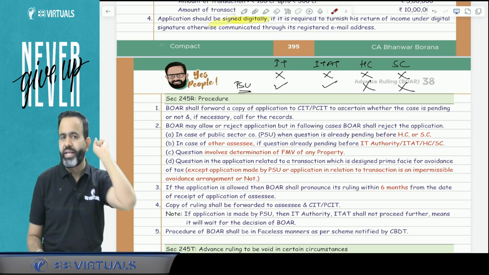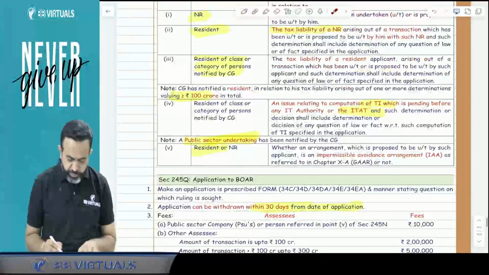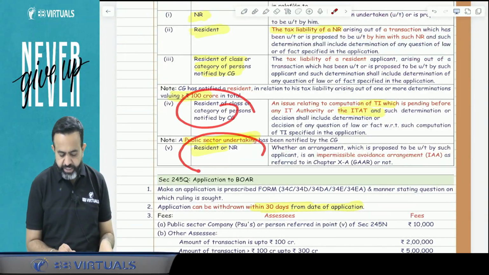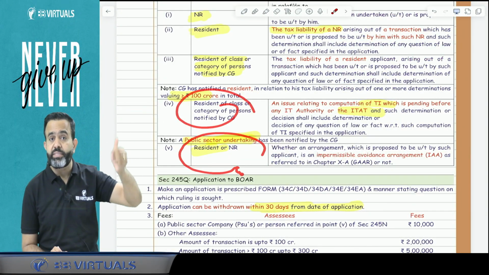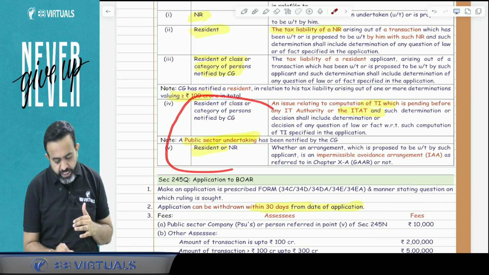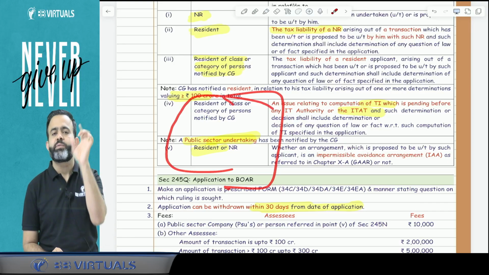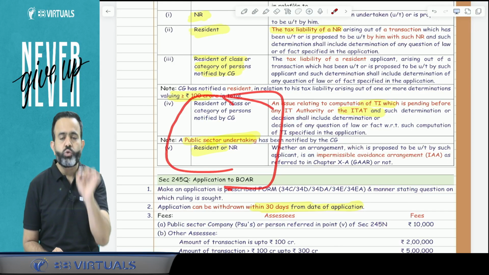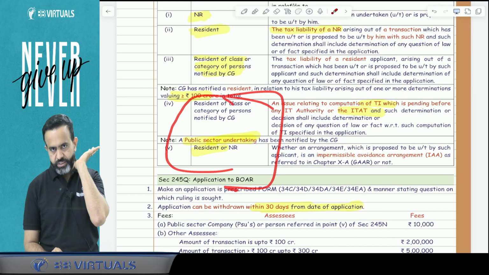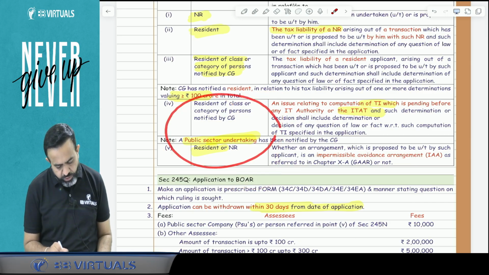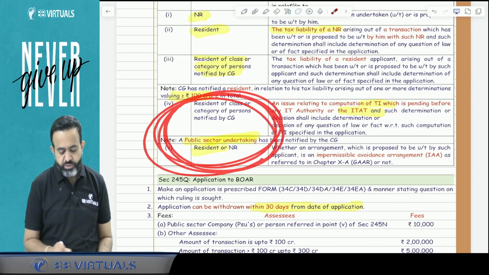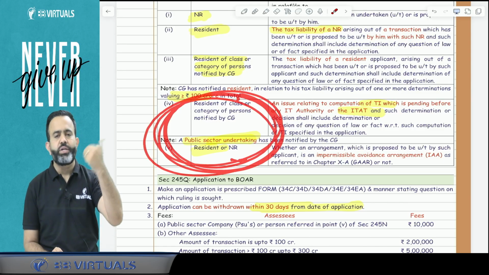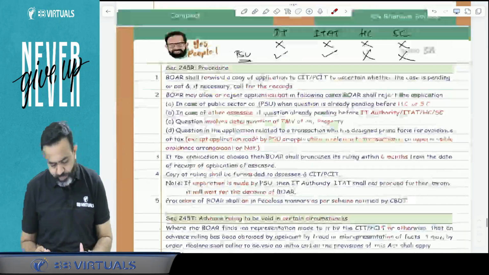But there are 2 exceptional cases. One is the case of a public sector company, and the other is where it is a resident or non-resident person and GAAR applies or not. In these 2 cases, even if your transaction is prima facie for the avoidance of tax, they will not reject your application. They are going to accept your application.